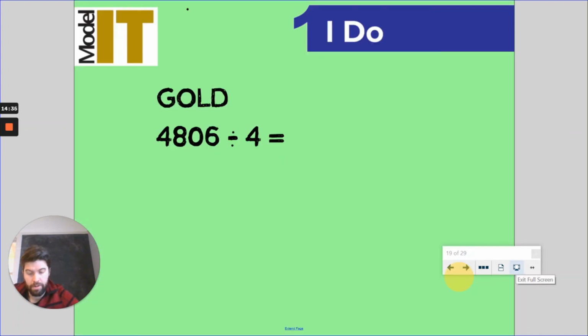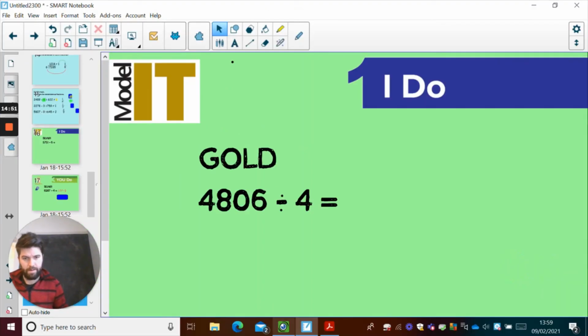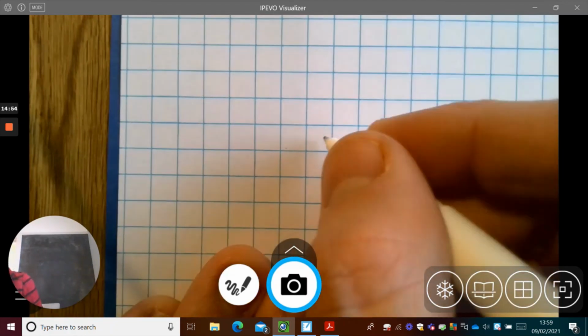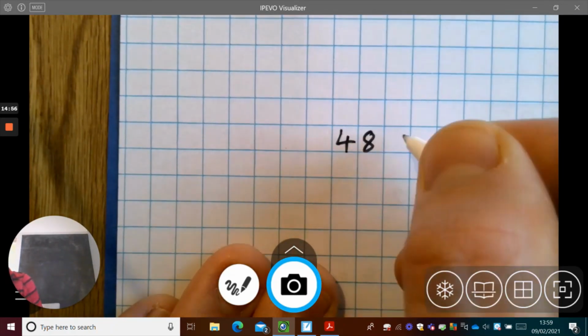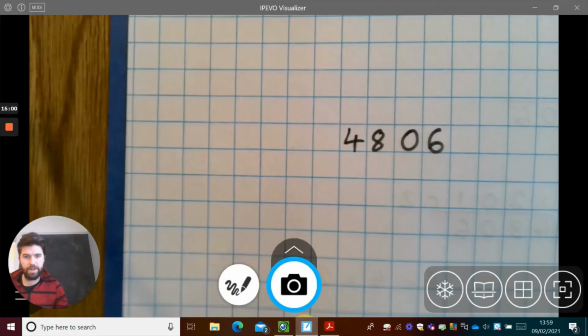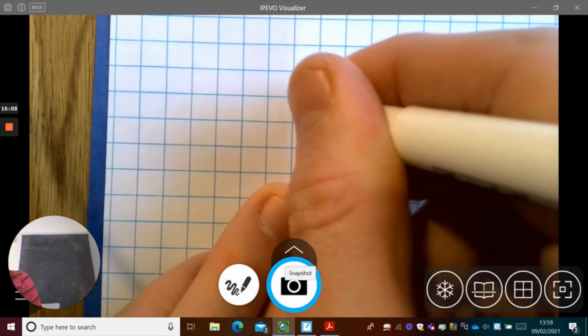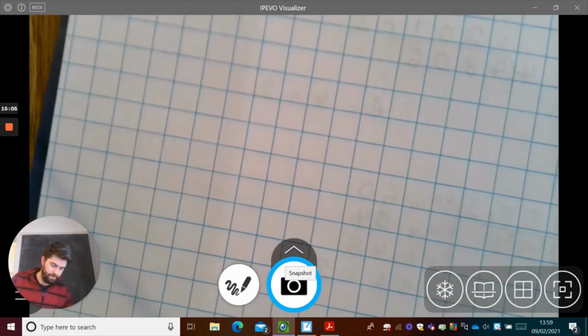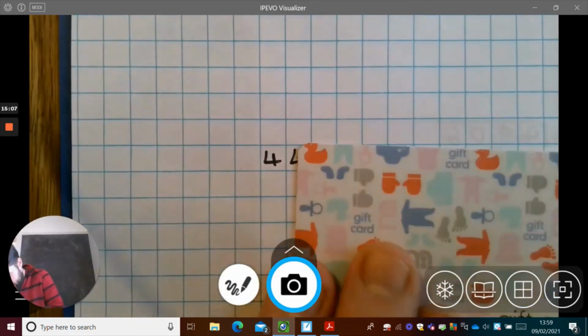Right, let me talk you through one of them in my book then. I'm going to do similar, the same one I did earlier, but I'm going to do it in decimals. So we've got 4, 8, 0, 6. So I'll double check my question. Yeah, I'm dividing by 4. Alright, I shall just get my page steady there. I'm going to bring in my bus stop.